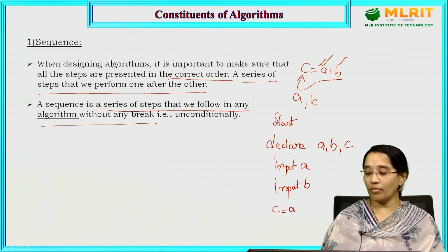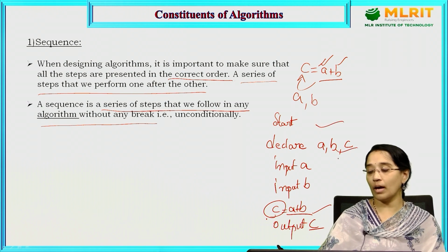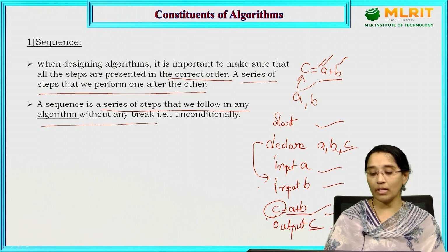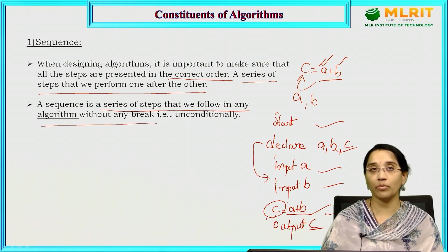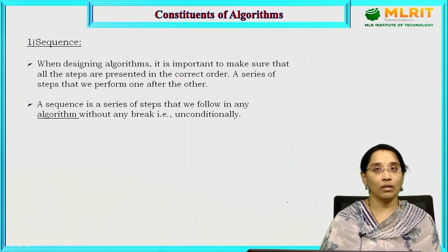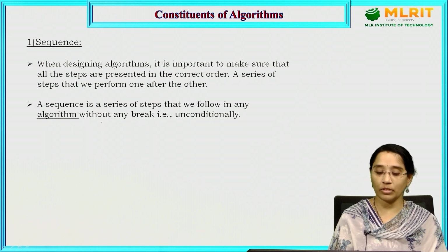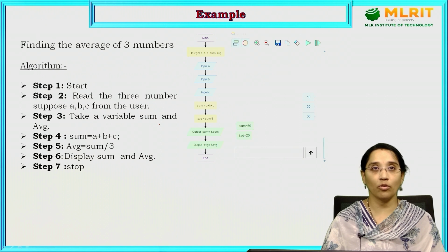After that what we will do? We will add the two numbers, c is equal to a plus b. Next one is output c, because after adding, your data is in the variable c. See here we have followed one sequence without any break or jumping from one statement to another statement. So sequence is an order. Without any break you will follow a certain order.